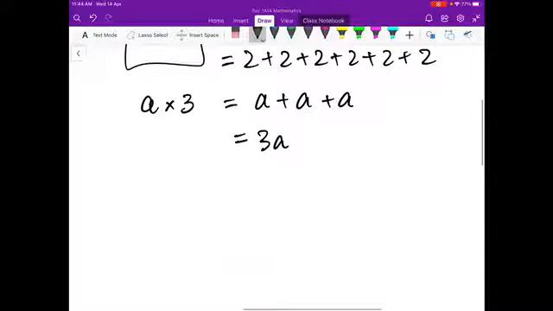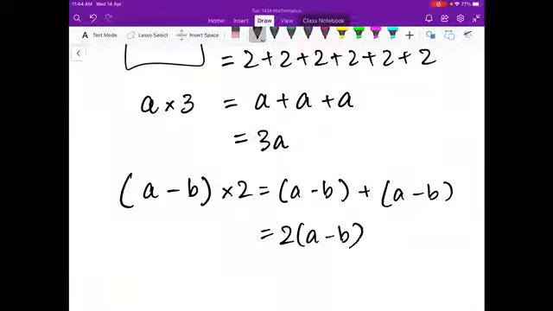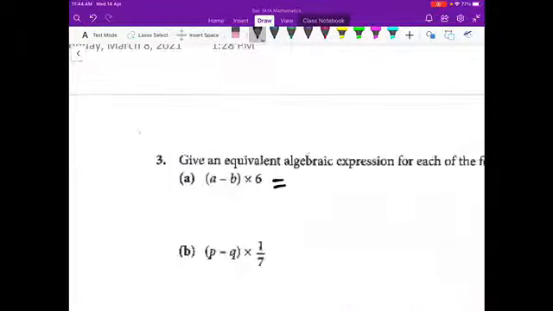Okay, next one. So if I have a minus b times 2, what does this mean? No, but if I want to do it in addition, what does it mean? A minus b plus another a minus b. Right, so there are 2 of them. 2 times of a minus b. So back to this question. There are 6 of them. 6 times of a minus b. That's it.